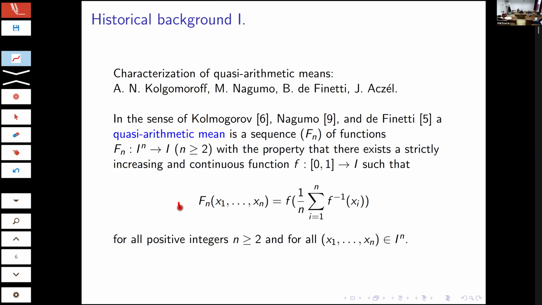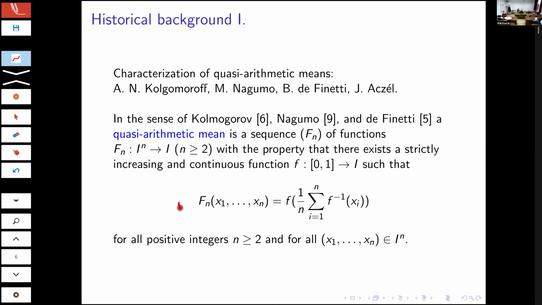So this is just the definition. If fn satisfies this type of expression for all n, then we talk about a quasi-arithmetic sequence or mean in this sense. What does it mean? We basically conjugate the usual arithmetic mean by a function f. The interesting part of this is that many means that we define are involved in this class. So that's why it is interesting and important.